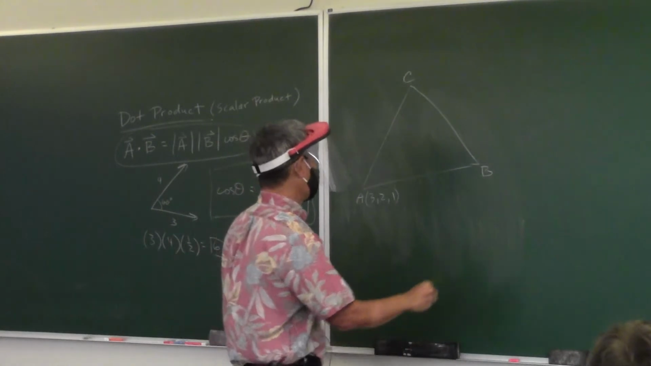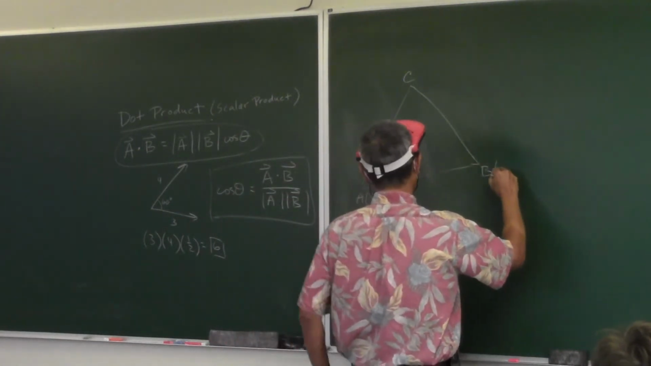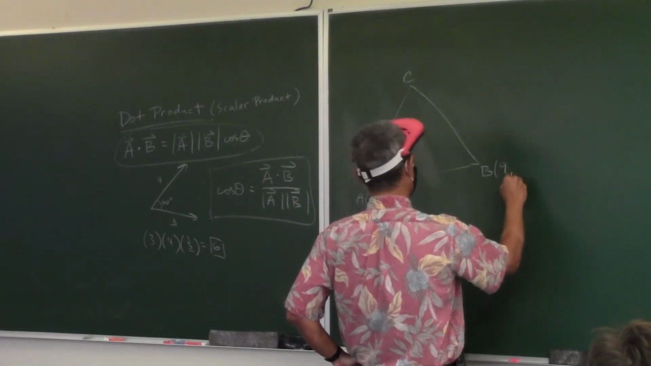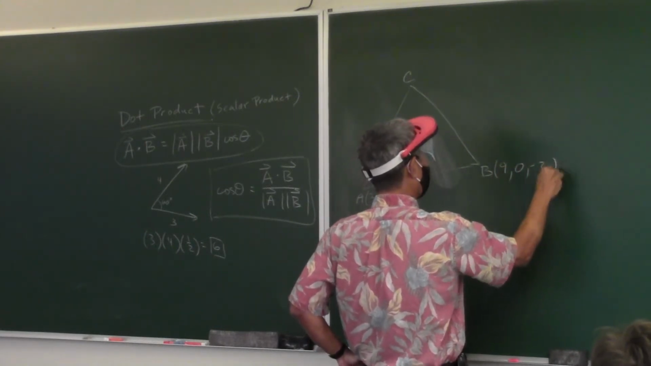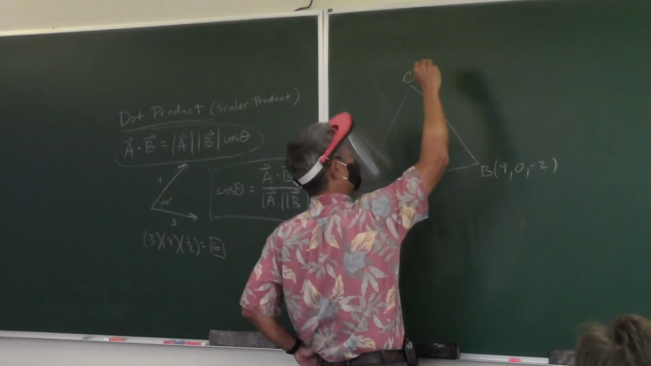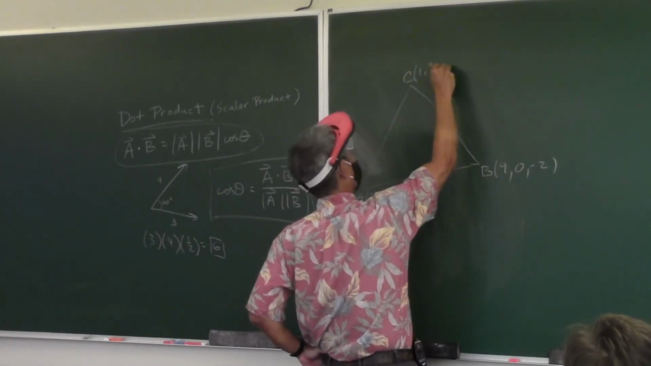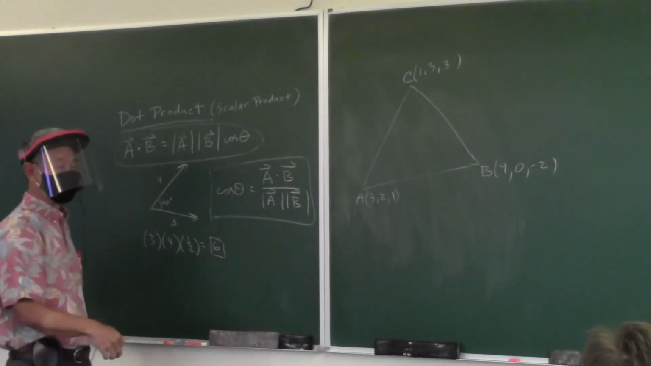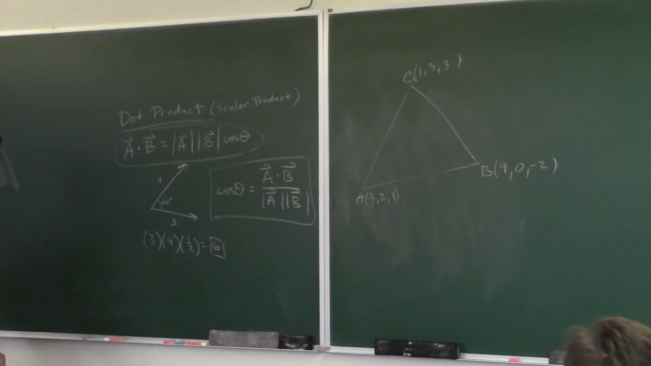Okay, what are the coordinates of B? Let me think. 6, 2, 3. And the coordinates of C are 2, 1, 2. I know I'm writing something different because I want to make the problem come out nice.